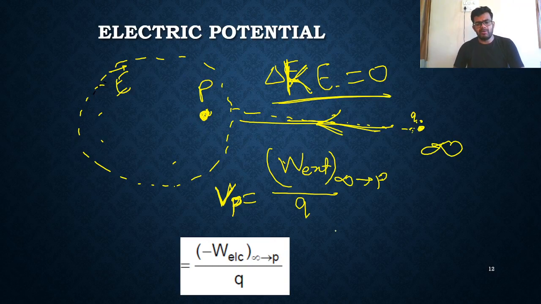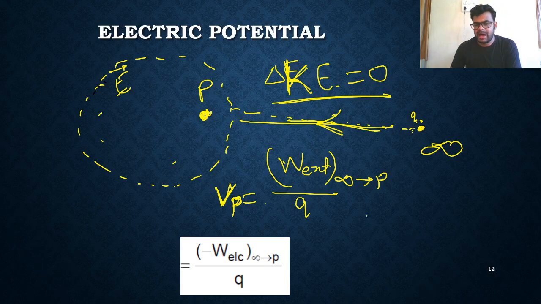So here, remember one thing. I told you the work is done by an external agent and the change in kinetic energy is zero. So how many forces are working there? First, I am the external agent. I am bringing the charge, so I am doing work. Next, there is the electric field. Are you getting? There is an electric field, so the electric field will also do work. Yes. So the electric field did some work, and I also did some work.